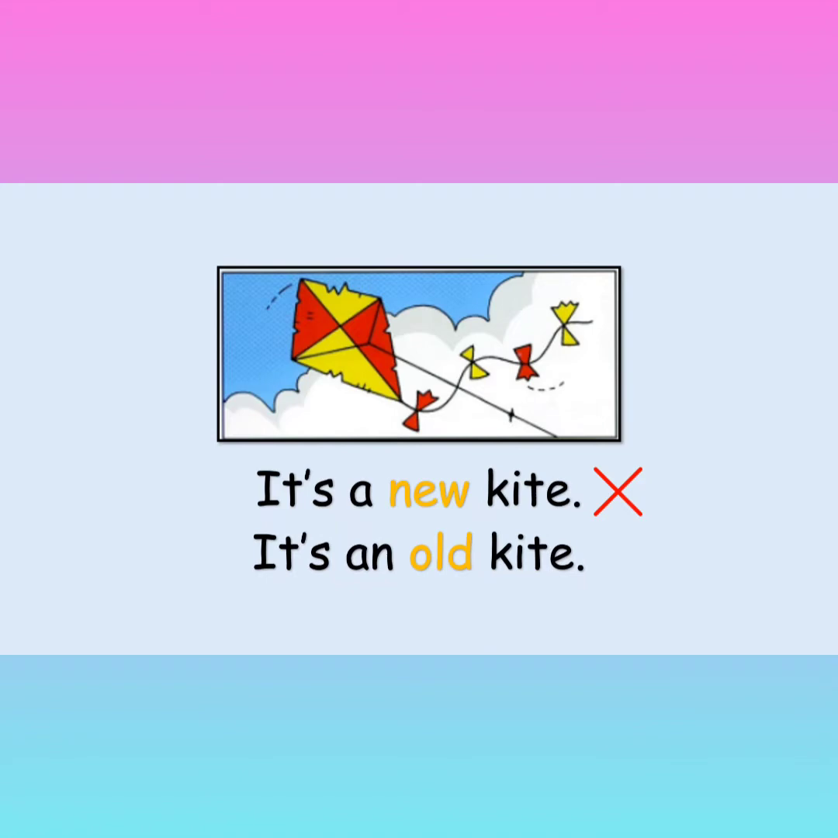What's this? Kite. It's a kite. How do you spell kite? K-I-T-E. Kite. It's a new kite. No. It's an old kite. Yes.